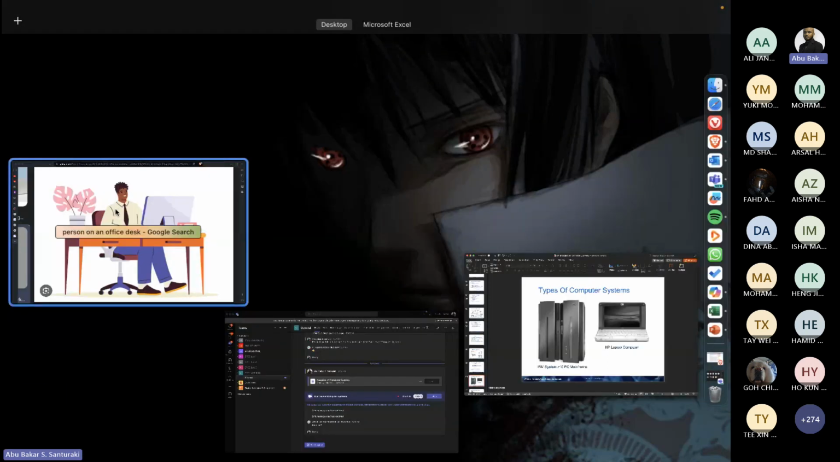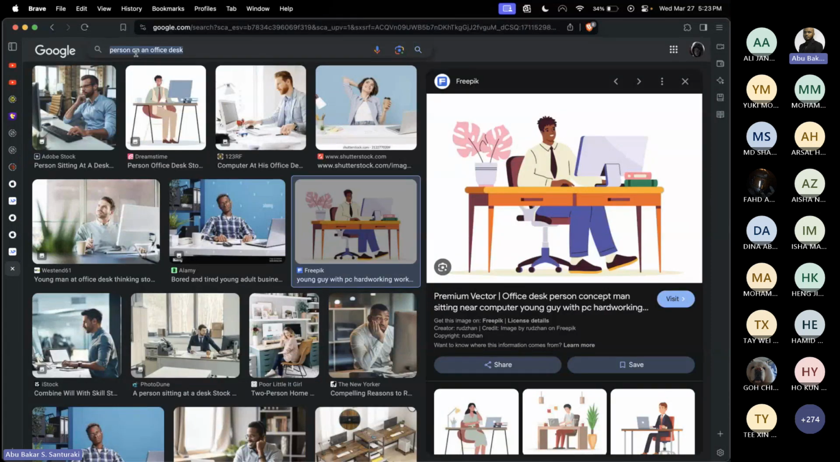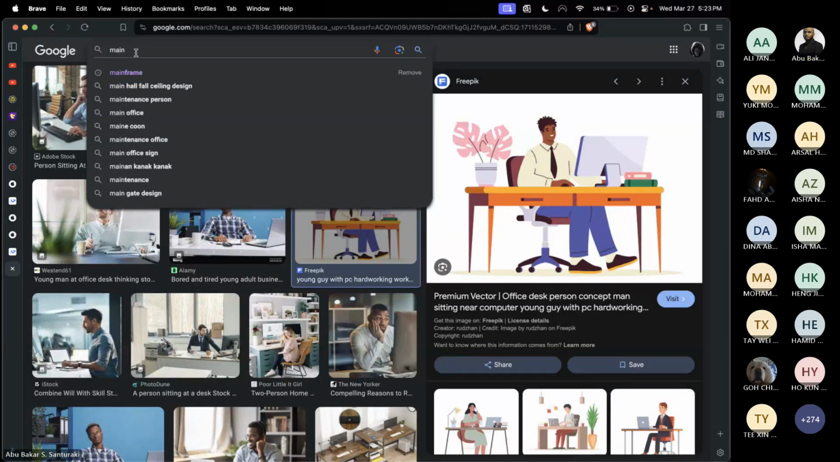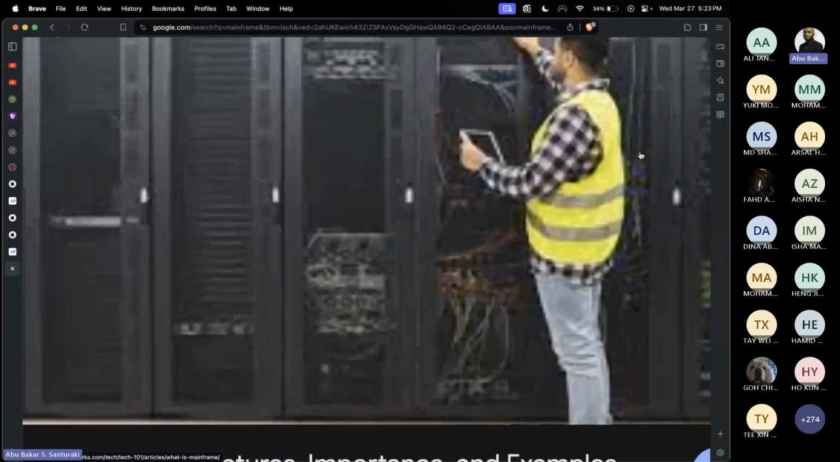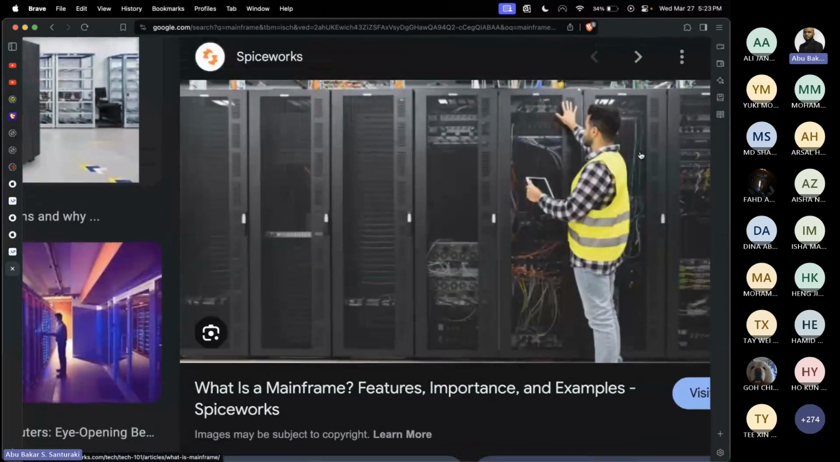So if I go to my web browser here and I search for a picture of a mainframe, let me expand these images. You can see here, we're seeing a man standing in front of a mainframe cabinet. So this cabinet, you can see that there are racks of different computers. So there are many computers inside the cabinet.